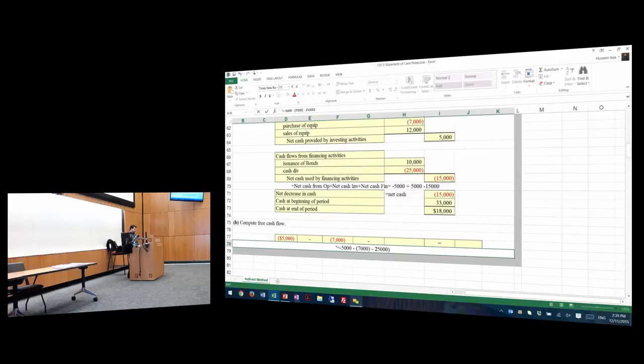So the total amount is how much? Minus 25,000. This is equal to... nope, this is not it. So this is $37,000 minus $37,000. So this is your free cash flow. Guys, do you have any question about that? This is how you prepare the statement of cash flow. Basically, what you need to do is do them step by step.